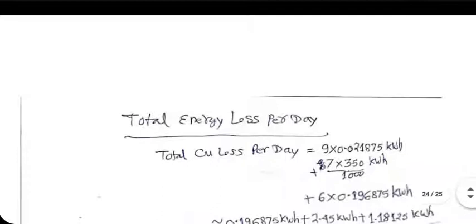So 350 into 7 and divided by 1000 because we are using kilowatt hour for energy calculations. And this is, by the way, copper loss in the energy sense, not in the wattage sense. We are calculating the energy loss due to copper because we are multiplying the wattage value by time.